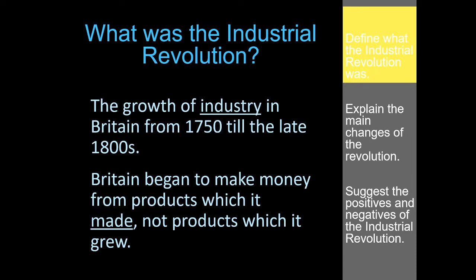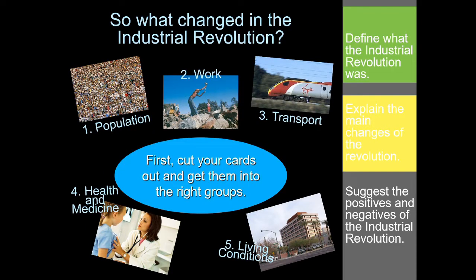What were those huge changes that happened because people could make things differently? Okay, so what changed? Well, we're going to take a look at 5 things now. So we have population, how many people live in a place, work, transport, health and medicine, and living conditions. They're the 5 things we're going to take a look at.